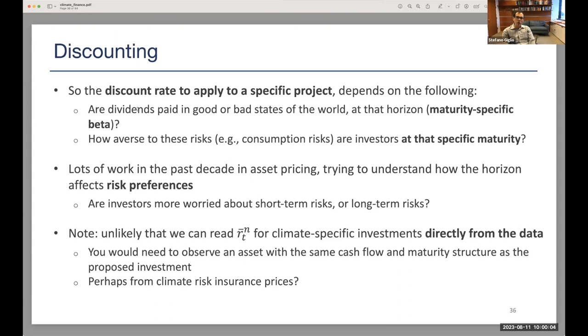And so obviously, when we think about the right discount rate for climate mitigation, it needs to be a combination of the quantity of risk and the price of risk at that horizon. Okay, so we can use insights from asset pricing and try to get to this question.